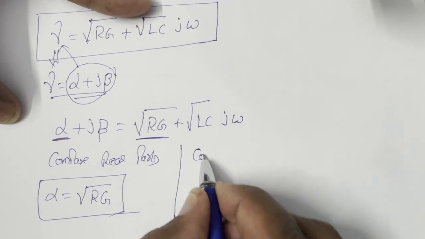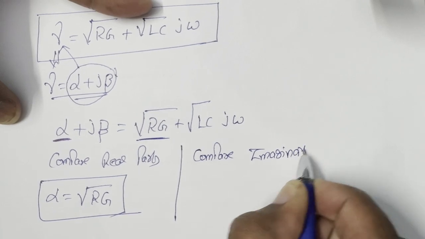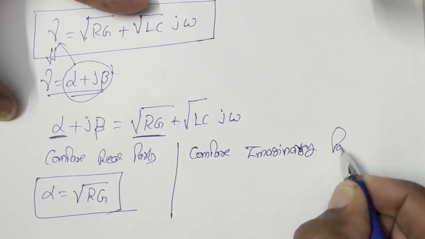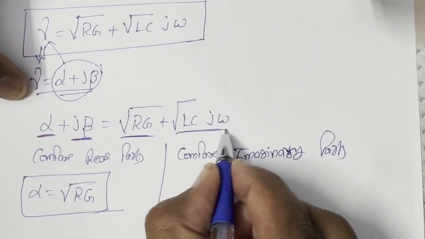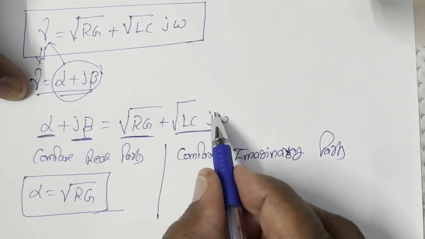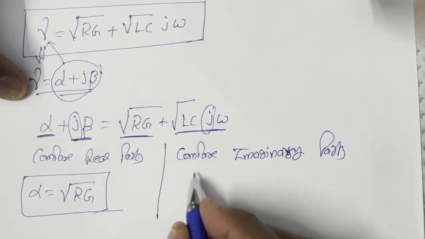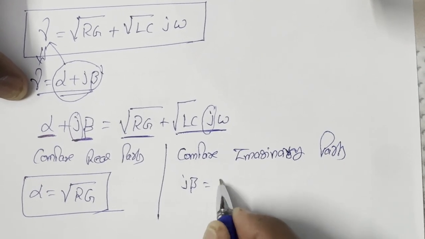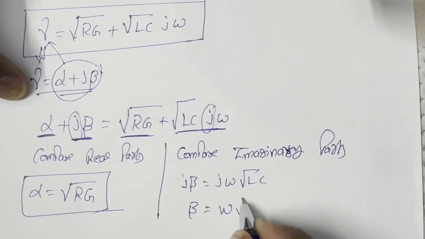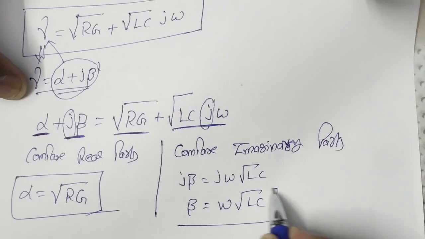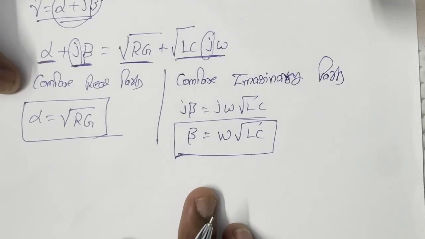Now compare imaginary parts. On this side the imaginary part is j beta, and on the other side the j term present is imaginary. So j beta equals j omega root LC. Beta equals omega root LC. It is the phase constant in case of a distortionless transmission line.